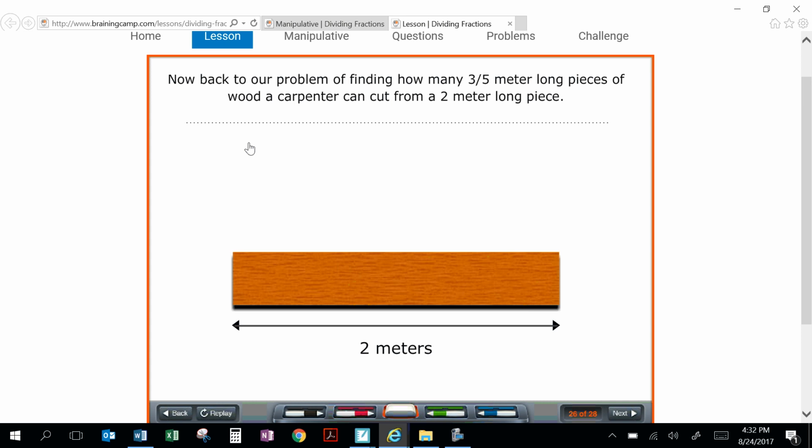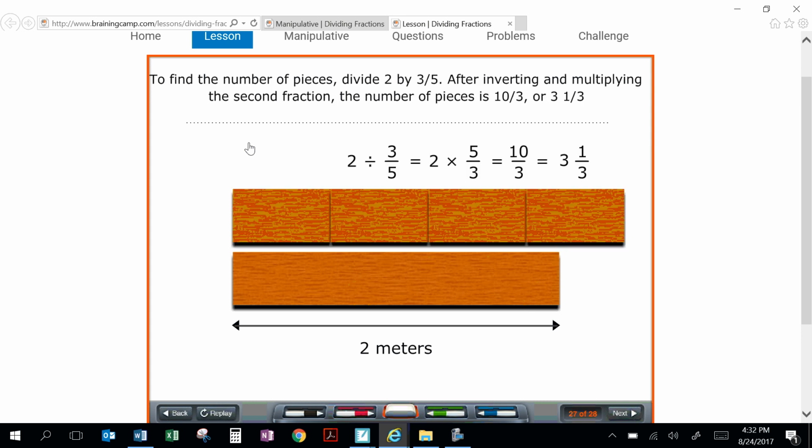Now back to our problem of finding how many 3/5 meter long pieces of wood a carpenter can cut from a 2 meter long piece. To find the number of pieces, divide 2 by 3/5. After inverting and multiplying the second fraction, the number of pieces is 10/3, or 3 1/3.